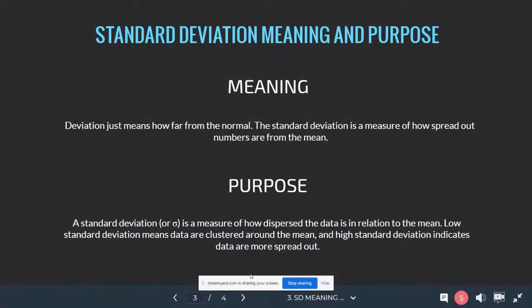The meaning of standard deviation just means how far from the normal your number or your salary offering is. The standard deviation is a measure of how spread out numbers are from the mean. The purpose of a standard deviation calculation is to measure how dispersed the data is in relation to the mean. Low standard deviation means data is usually clustered around the mean, and high standard deviation indicates data is more spread out, meaning it's farther from the normal.